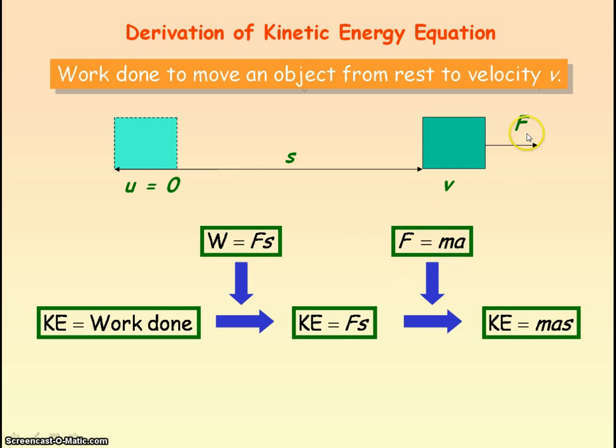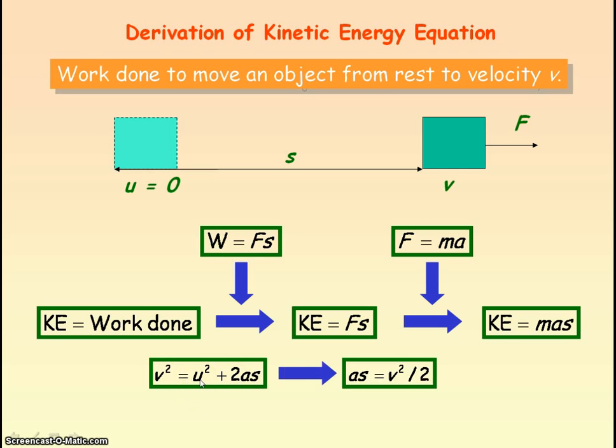We're assuming this is a constant force, then the acceleration is constant, so we can use the SUVAT equation, v squared equals u squared plus 2as. Because u is 0, you can see then that as will equal v squared divided by 2. If we substitute for as into this equation for kinetic energy, we're going to get m times v squared divided by 2. That is a half mv squared, our equation for kinetic energy.